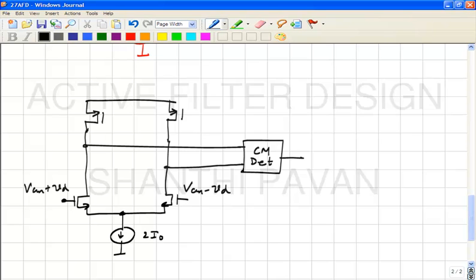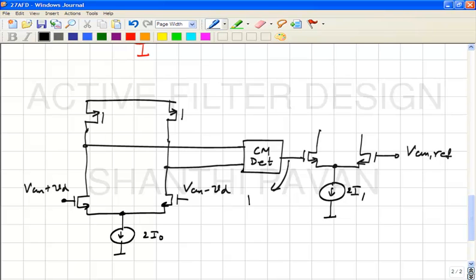Use a differential pair. I just call this I1. Okay. What do you do with this now? On this side there must be the VCM ref. Okay. This, mind you, is the detected common mode voltage, VCM out. All right. What do I do now? Next.